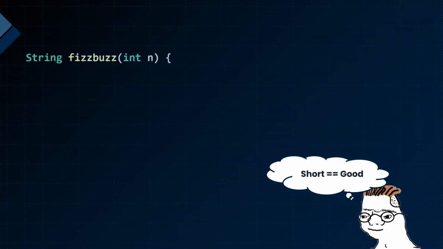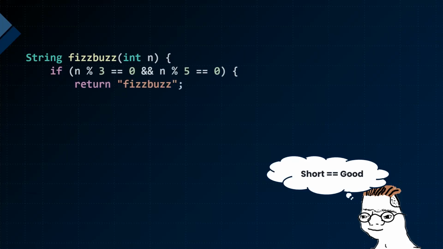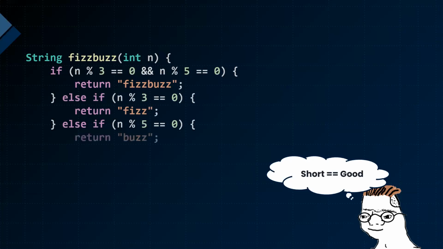So we've all seen FizzBuzz before, right? We know how this works. If you input a number, if it's divisible by 3 and 5, you write FizzBuzz. If it's divisible by 3, you write Fizz. If it's divisible by 5, you write Buzz. And if it's none of the above, you just return the number.